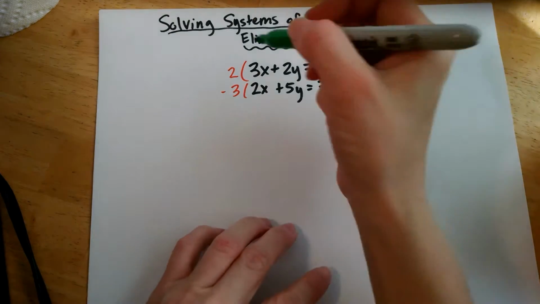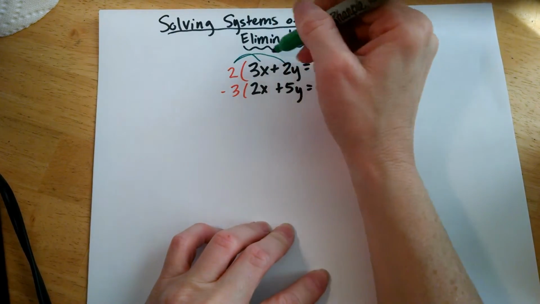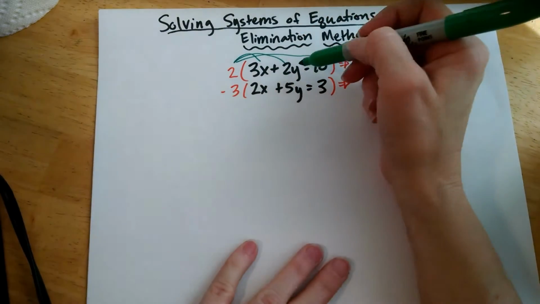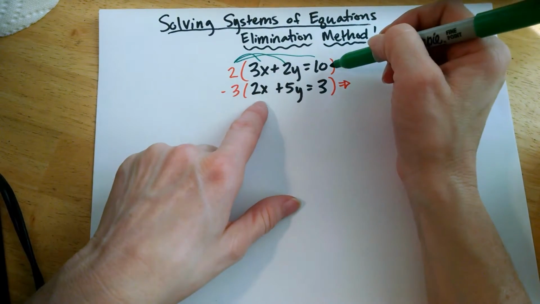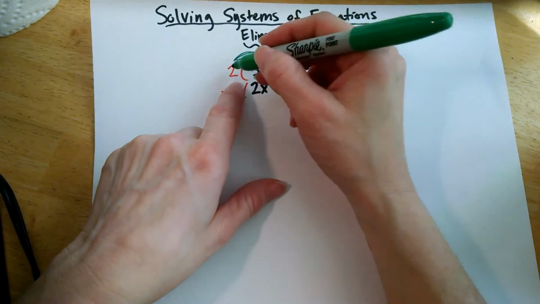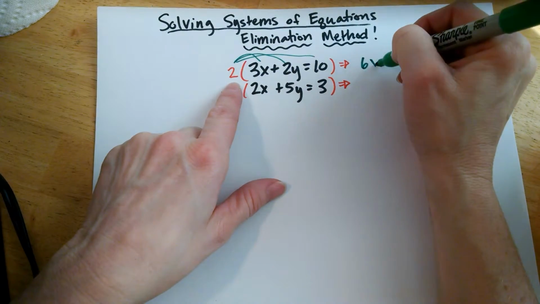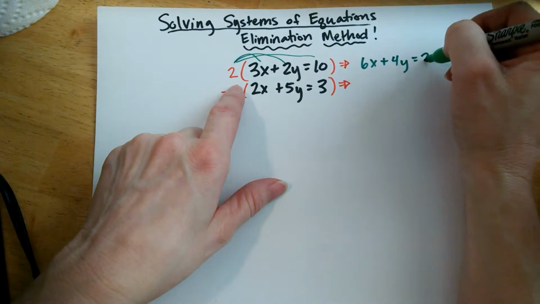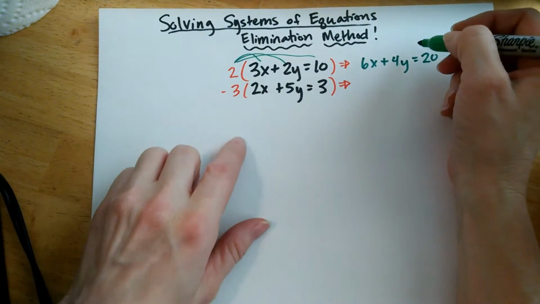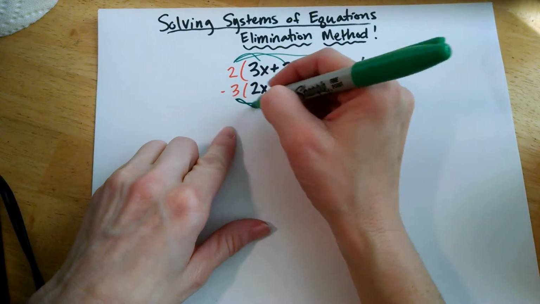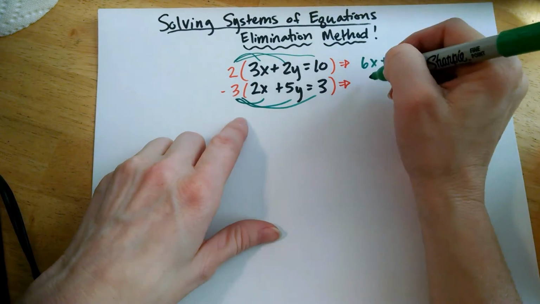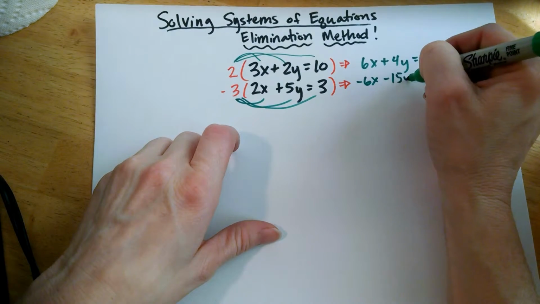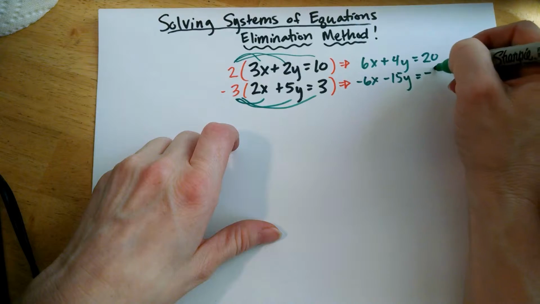So let's go ahead and multiply this 2 throughout each of these terms. Don't forget the last one, because that's where most people fall short. They just do the variable terms and then forget this last number over here. So 2 times 3, that's 6x plus 4y equals 20. Okay, and this one I'm going to distribute this -3 to all 3 of those terms. So I would have a -6x minus 15y equals -9.